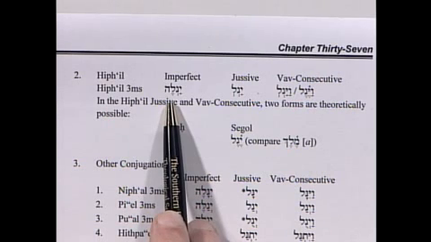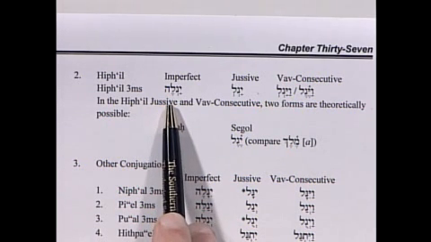Now let's look at the hifil. In the hifil, we have the same problem, and namely, look at the imperfect. Again, it ends with a segol he. Notice again, there's none of that hirik yod stuff that you normally are used to. It's gone in these forms.